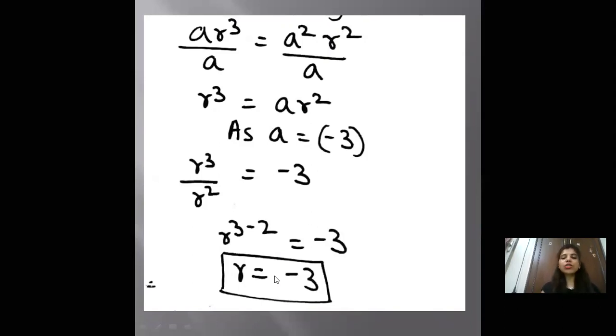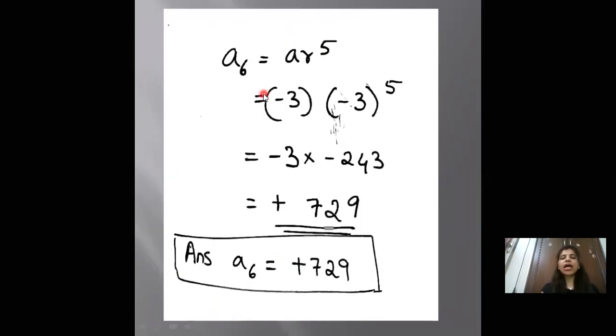Once I got the value of R and A, I'll be using it to find the sixth term, that is A6 is equal to AR raised to 5. So -3 for A, -3 raised to 5. So as you can see the index is odd. If it is negative, the negative sign will remain. The reason is whenever it is odd, the negative sign remains. Whenever it is even, you remove the negative sign because minus into minus becomes plus.